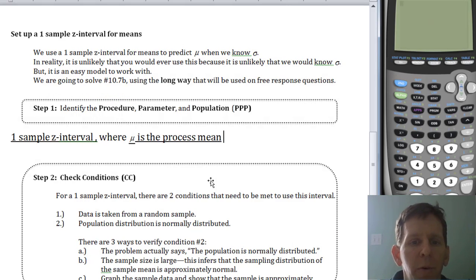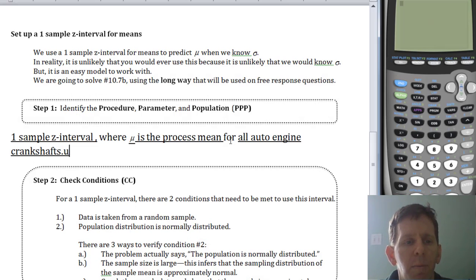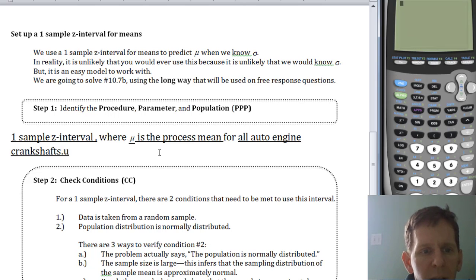Now we address who the population is. I think the easy thing to find is the sample first. So let's go back to the problem. It says in the first sentence that we're taking a sample of auto engine crankshafts. So if our sample are these auto engine crankshafts, the population must be all auto engine crankshafts. So that's step 1. We've named our procedure, one sample z-interval, because we know what sigma is.